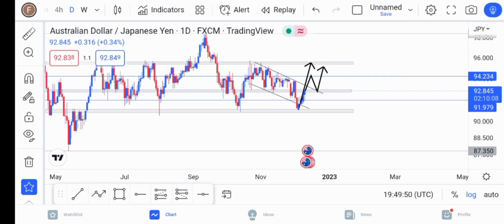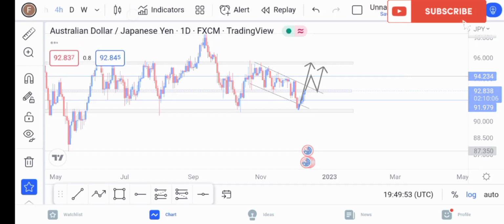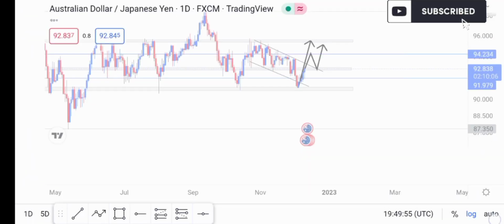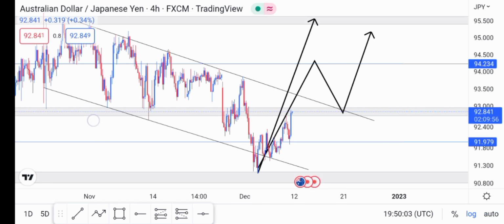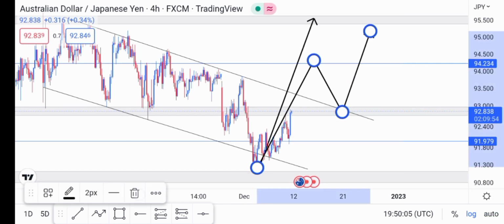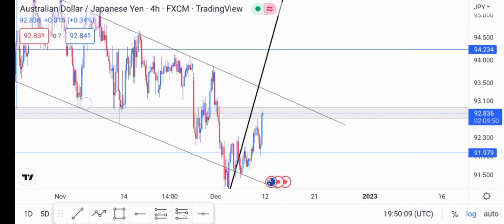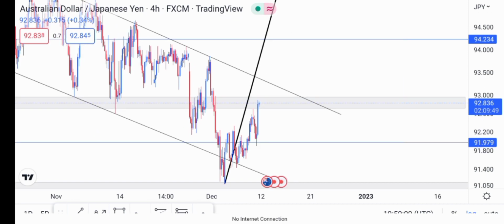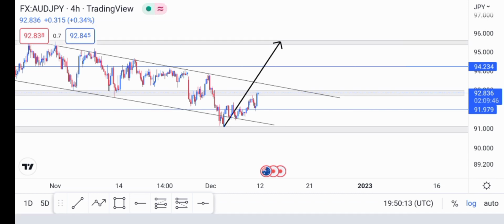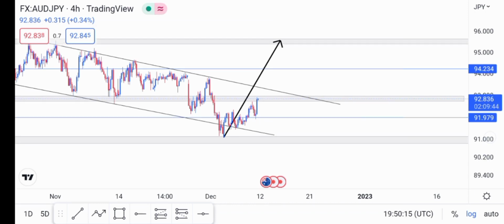So let us go back to the 4-hour time frame. I think I'm having a bit of network problems. Okay, we have this. Let us remove this one. Bear in mind that we know that the market is going to the upper side. So what do we do?